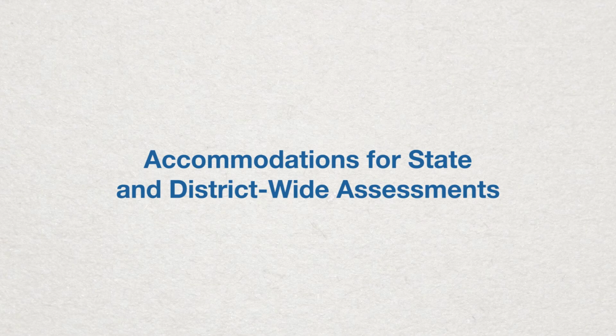Accommodations for state and district-wide assessments. IEPs must also describe any individual appropriate accommodations necessary to measure the child's academic achievement and functional performance on state and district-wide assessments. When the IEP team determines that the child will take alternate assessments on a particular state or district-wide assessment of student achievement, the IEP must explain why the child cannot participate in the regular assessment and why the particular alternative assessment selected is appropriate for the child.